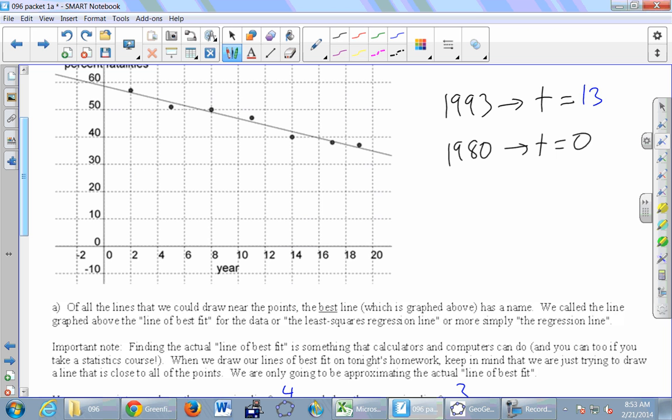So what we'll do is go to t equals 13 here. Now, is there a data point above t equals 13? No. If you look at the chart on the previous page, does 1993 exist in that chart? No. So we're trying to get information that we don't have. Any ideas on how we can use the graph to estimate what might have happened in 1993? Okay, so we'll go straight up to where it is on the line.